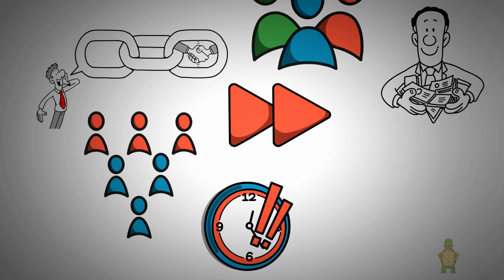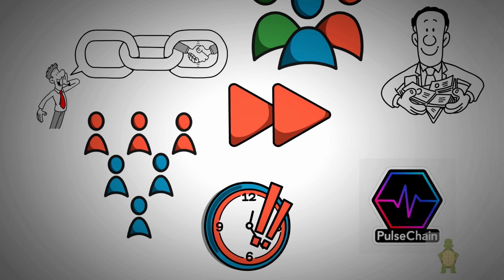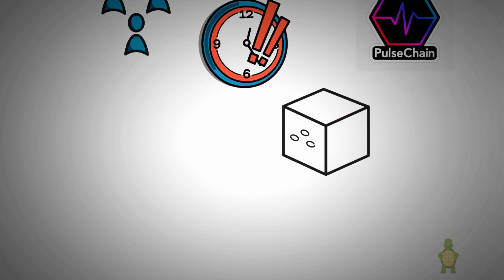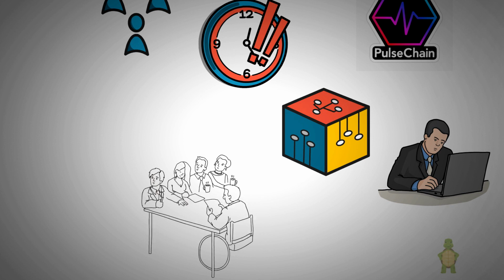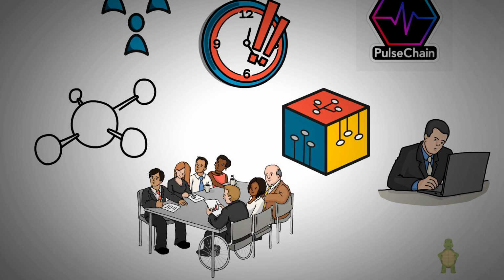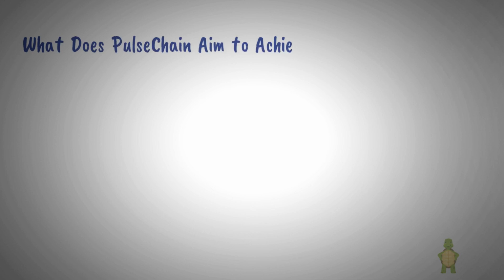Another important feature of PulseChain is its focus on decentralization and community governance. PulseChain aims to be a fully decentralized network, with governance decisions made by the community of users and stakeholders. This means that anyone can propose changes or improvements to the network, and these proposals are voted on by the community. This gives users more control over the network and ensures that the network evolves according to the needs and desires of its users. What does PulseChain aim to achieve?